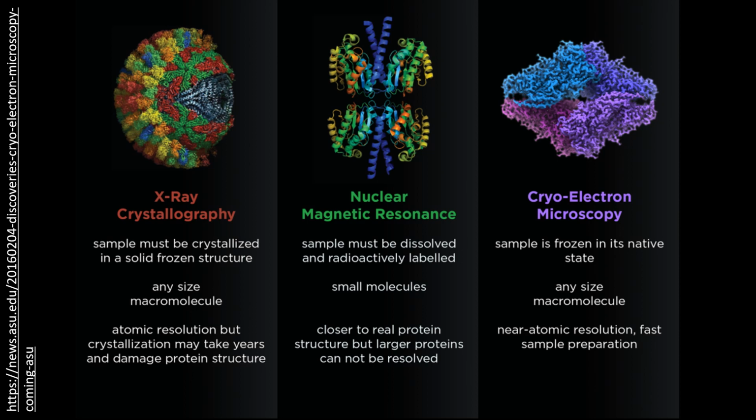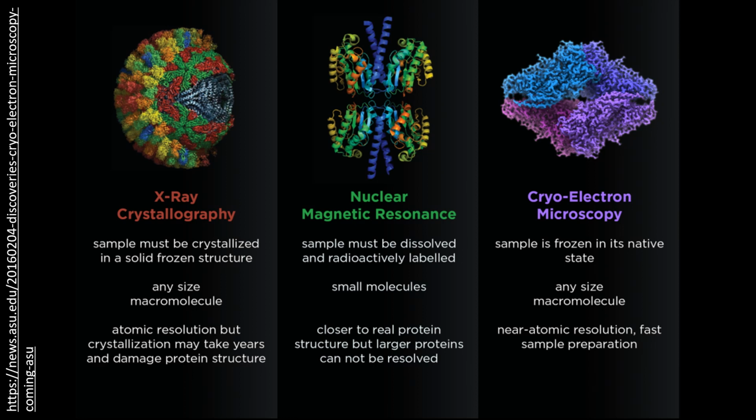Another method is nuclear magnetic resonance spectroscopy, or NMR. For this technique, samples must be dissolved and radio-labeled. This method develops a picture of a protein based on the way the protein's atoms interact with a magnet, its resonance frequencies. The structures are closer to the real protein structure than with X-ray crystallography, but it only works on small molecules.